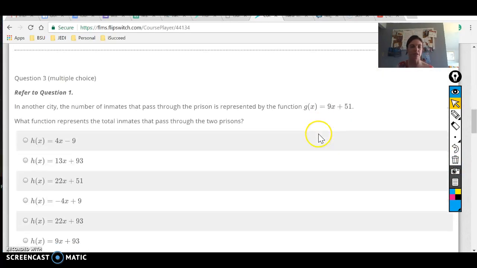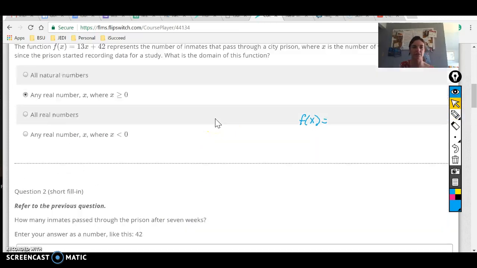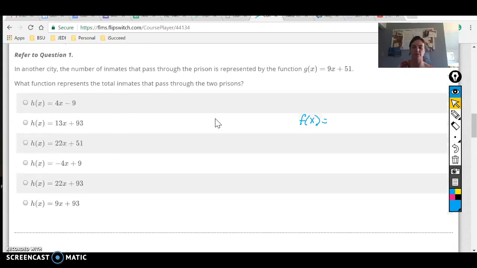Okay, we're moving right along. In another city, the number of inmates that passes through the prison is represented by the function g of x equals 9x plus 51. What function represents the total inmates that pass through both prisons? So if you'll recall, we had f of x equal to, let's just make sure we've got it right here, 13x plus 42.